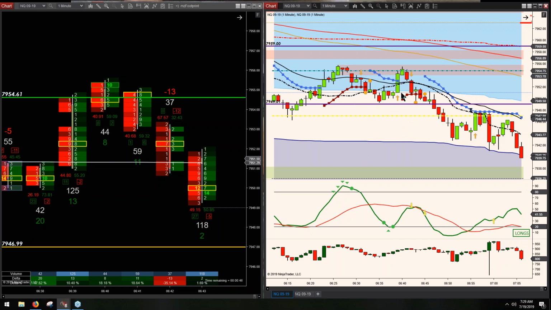And we've got our fair value area low here. That's the blue shaded area. So that's the fair value area low. And then it bounces back up to yesterday's high. So previously it held up there.